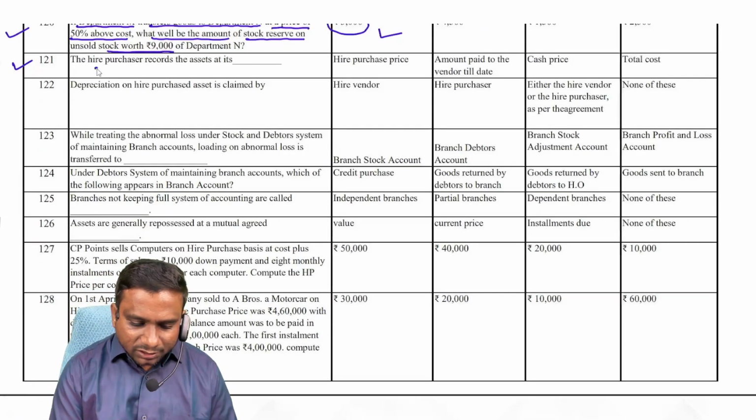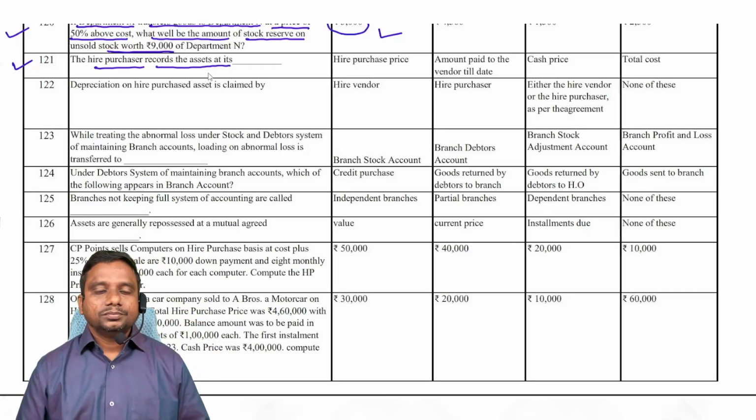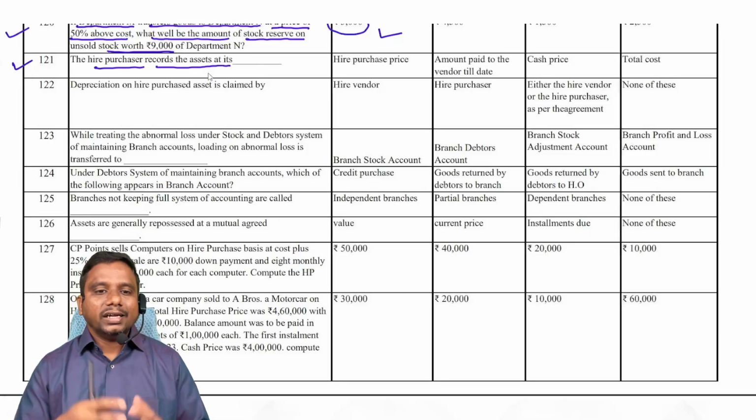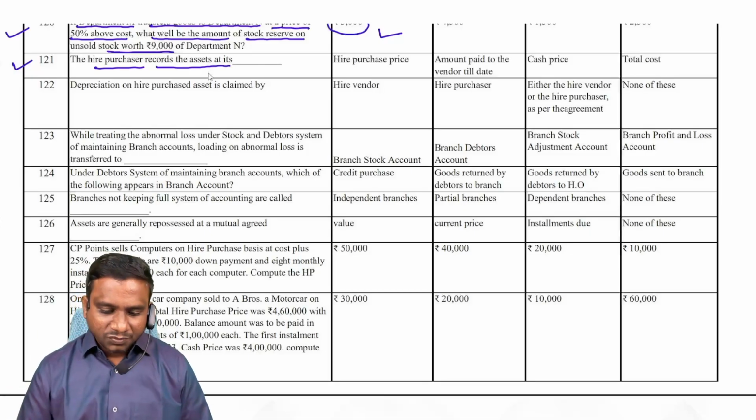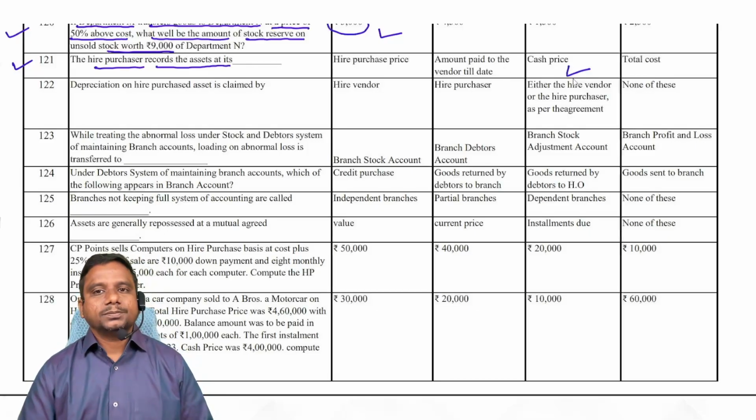121. Hire purchaser records the asset at what value? Cash price. Because hire purchase price includes interest and cash price, but the asset will be recorded at cash price. Hire purchase price? No. Amount paid to the vendor? No. Cash price? Yes.